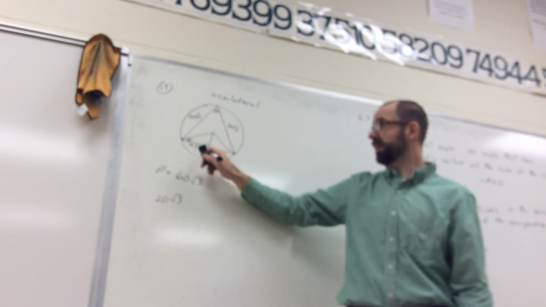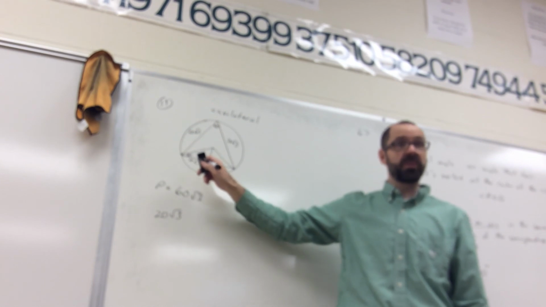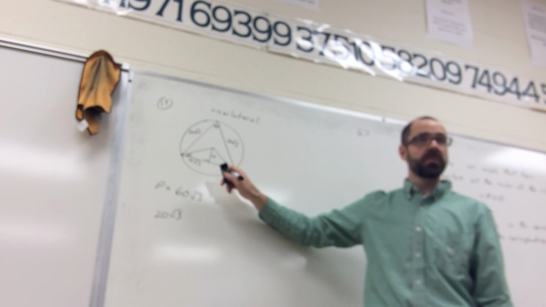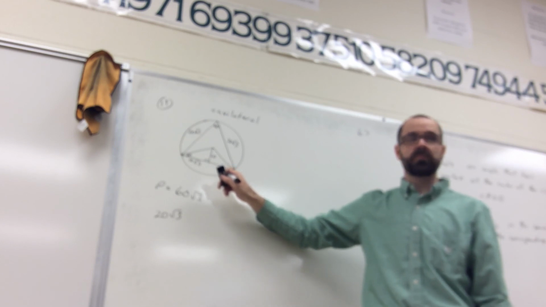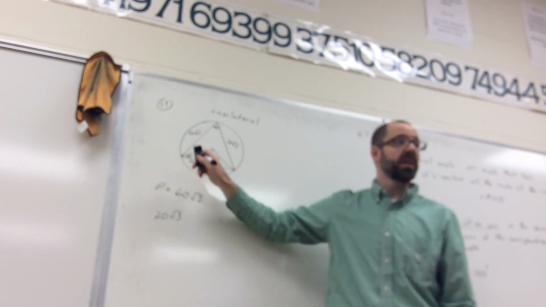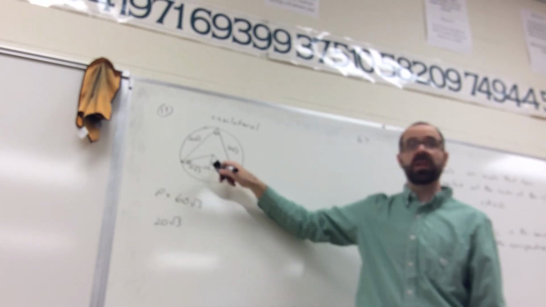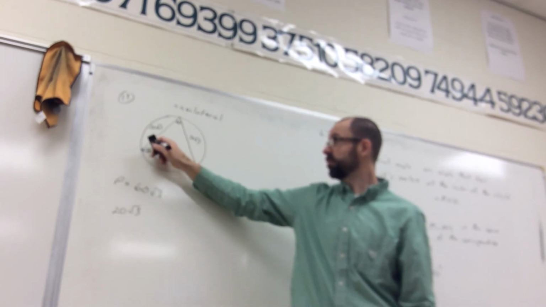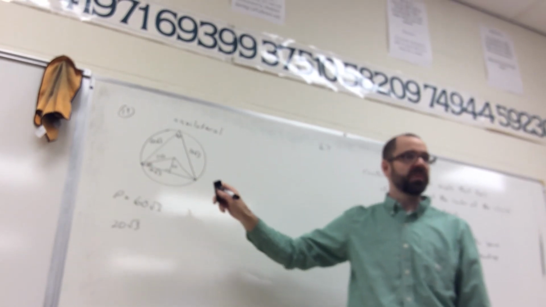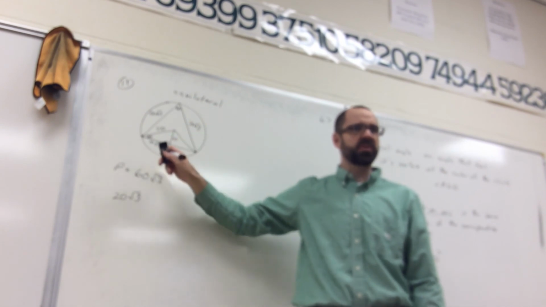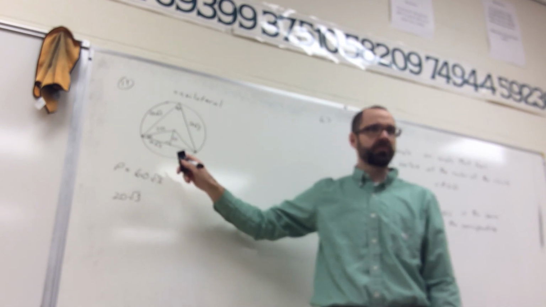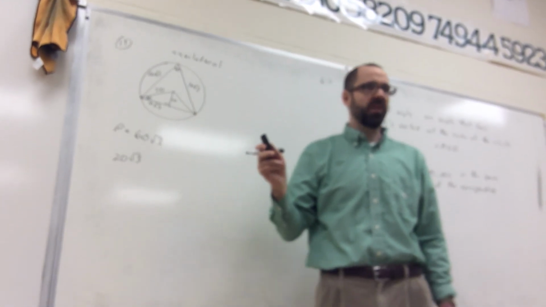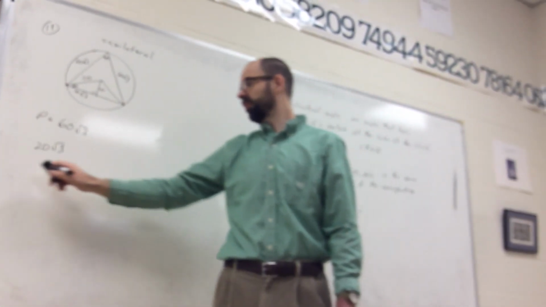So on a 30, 60, 90, the long leg is 10 root 3, which means this is going to be 10. And then this is the hypotenuse. How does the hypotenuse compare to the short leg on a 30, 60, 90? It's double. So that means this is 20. So I did all that work just to figure out that the radius is 20. If I drew a bunch of lines in, then I got a 30, 60, 90, and then I could figure out what that was. Okay, so R is 20.